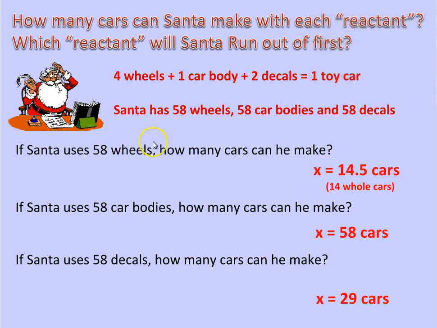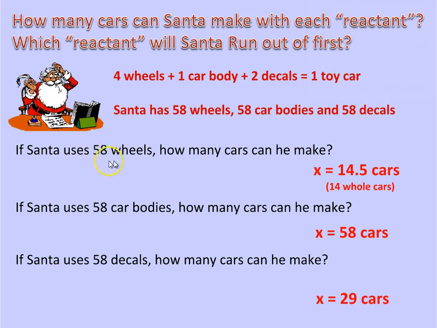Now, let's say he makes a different toy car, where it takes 4 wheels, 1 body, and 2 decals, 2 little stickers to make 1 car. If he has 58 of everything, that doesn't necessarily mean that he's going to make 58 cars, right? And it doesn't necessarily mean that he's going to use all of his materials. We have to individually calculate each of them. How many cars can he make with his 58 wheels? How many cars can he make with his bodies? How many cars can he make with his decals, right?